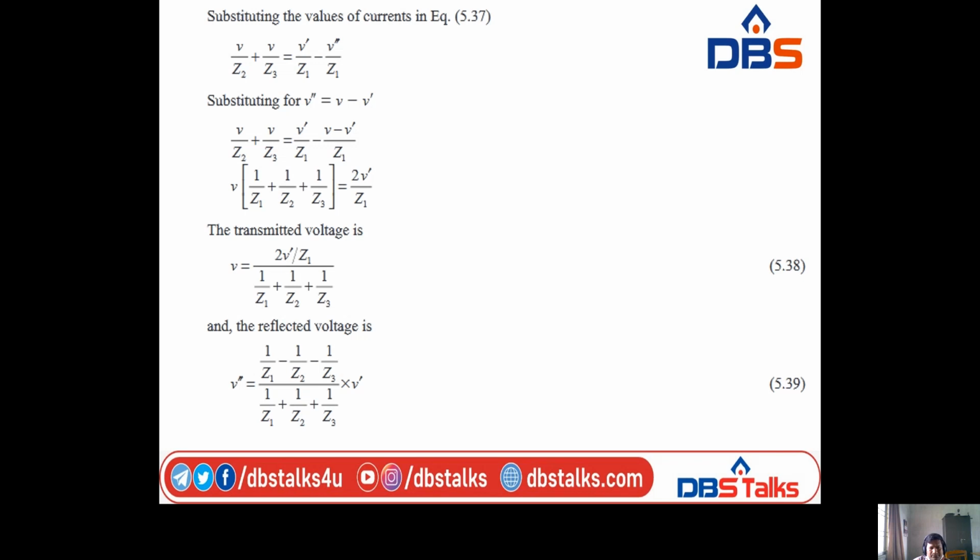Now reflected voltage. Transmitted voltage is equal to incident voltage plus reflected voltage. Therefore, reflected voltage is equal to transmitted voltage minus incident voltage, that is V minus V dash. Rearranging the above equations, we get V double dash is equal to (1 by Z1 minus 1 by Z2 minus 1 by Z3) divided by (1 by Z1 plus 1 by Z2 plus 1 by Z3) into V dash. Like that, you have to calculate the refracted voltage and reflected voltage, refracted current and reflected current.